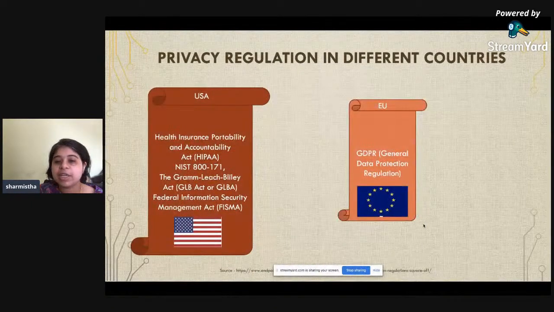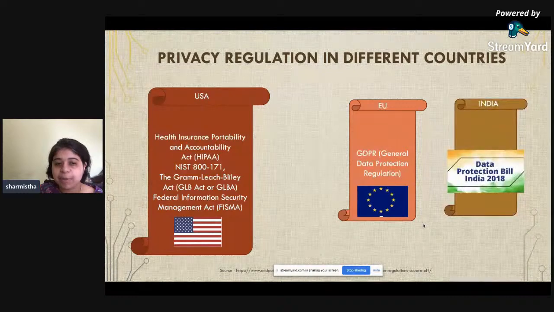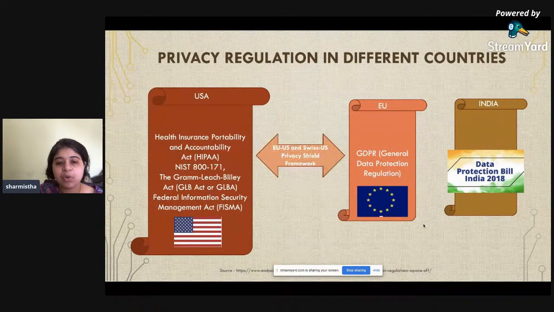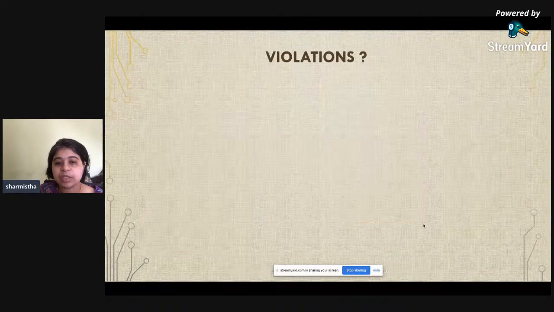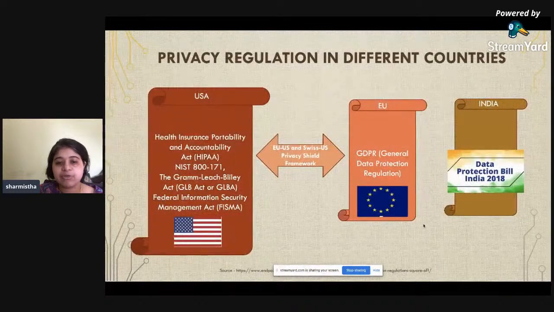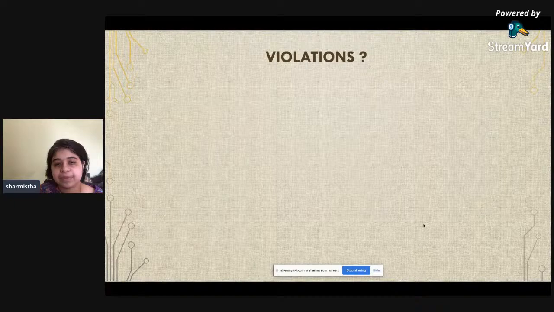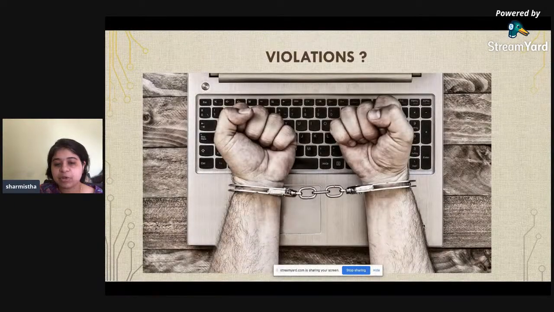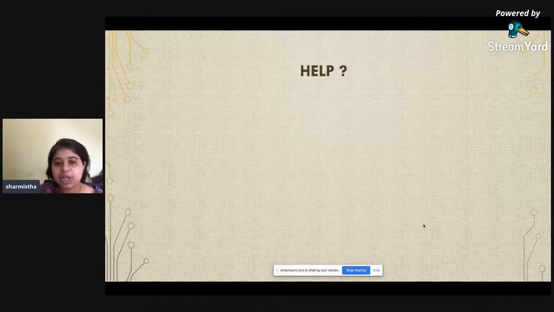And there are also intercontinental laws people have come up with. The US and EU, and the US and Switzerland, have the Privacy Shield framework. They have different frameworks for how they're going to share private information about citizens between two continents or two countries. And the violations we have talked about are very serious. Even if we are not able to pay fines, we will end up in jail.